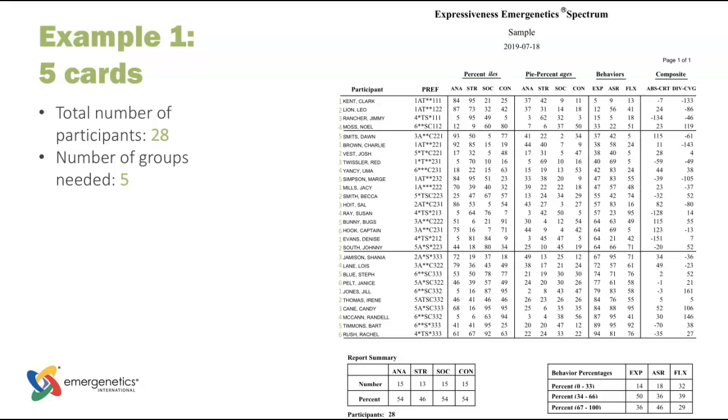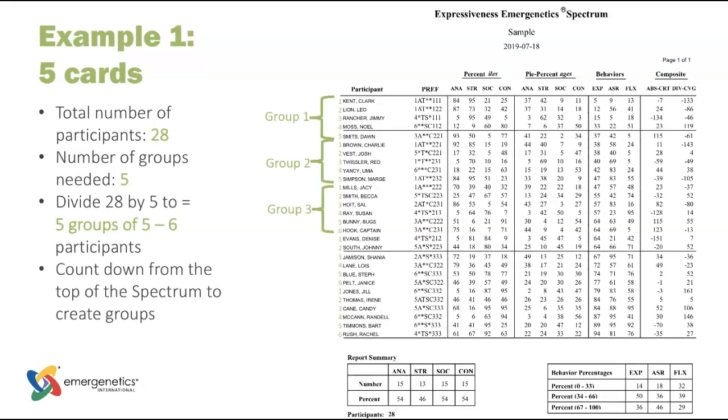Here's an example of how to use the 5 most common behavior combination cards for the activity. This spectrum shows 28 participants. To start, I divide 28 by 5, resulting in 5 groups of 5 to 6 participants. Then I count down the spectrum and make groups of 5 or 6 participants.